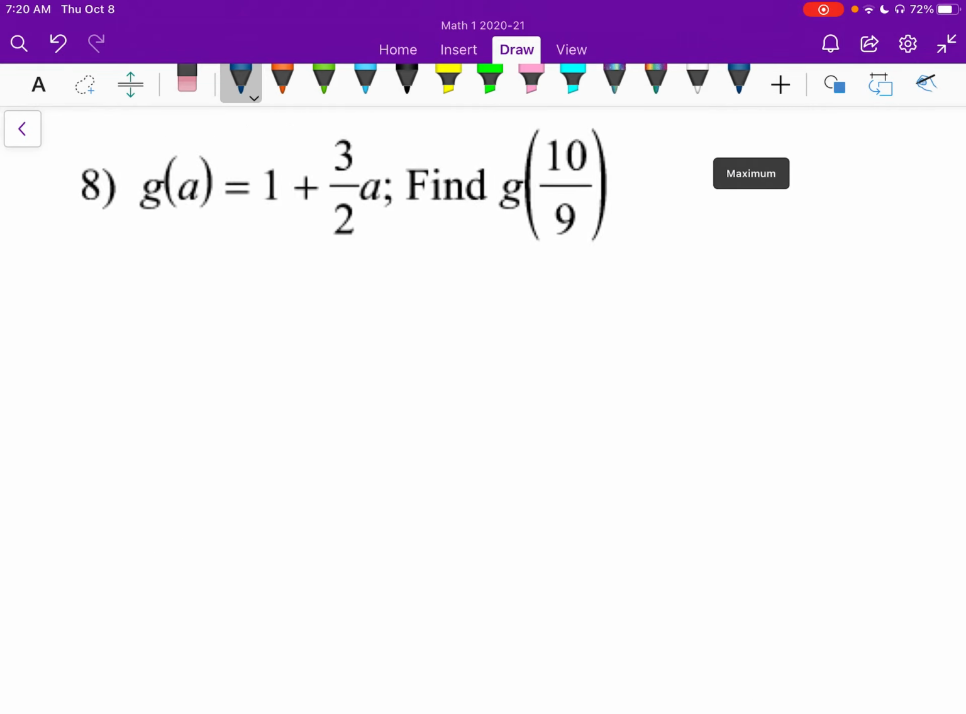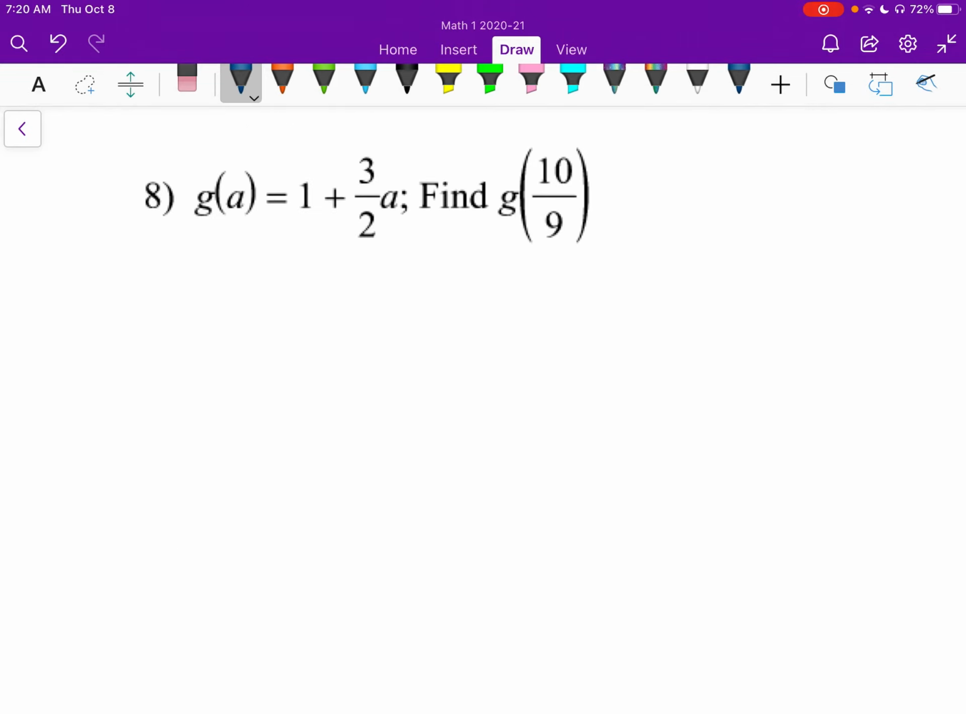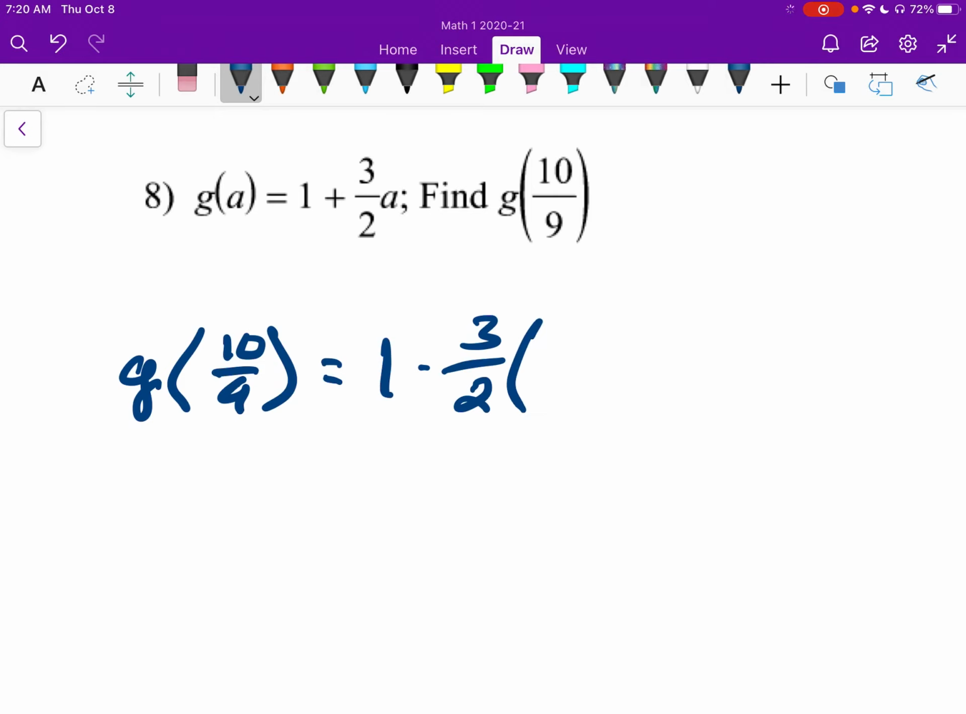All right, last up, function g, variable a. So I'm going to plug in 10/9. g of 10/9 equals 1 plus 3/2 times 10/9. I'm going to cancel my 2 and my 10. That gives me a 5 on top. I'm going to cancel my 3 and my 9. That gives me a 3 on bottom.